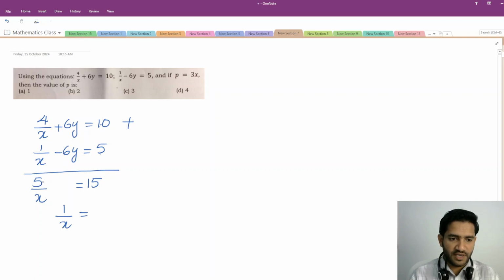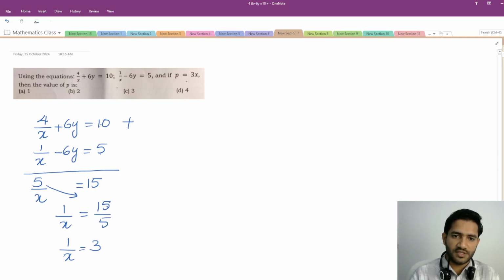I am taking this 5 to the right side, so it will be division. So it will be 15 by 5. So 1 by x equal to 15 by 5. It is 3. Now read the question.